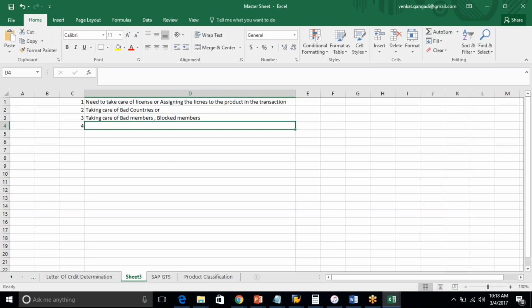Taking the other requirements we have talked about so far: requirement one is we need to take care of the licenses. That means we need to assign the licenses when you are doing the export or import. We need to take care of the bad countries. We need to take care of the bad members or blocked members. And now we need to take care of the products. What does it mean? That is product classification.